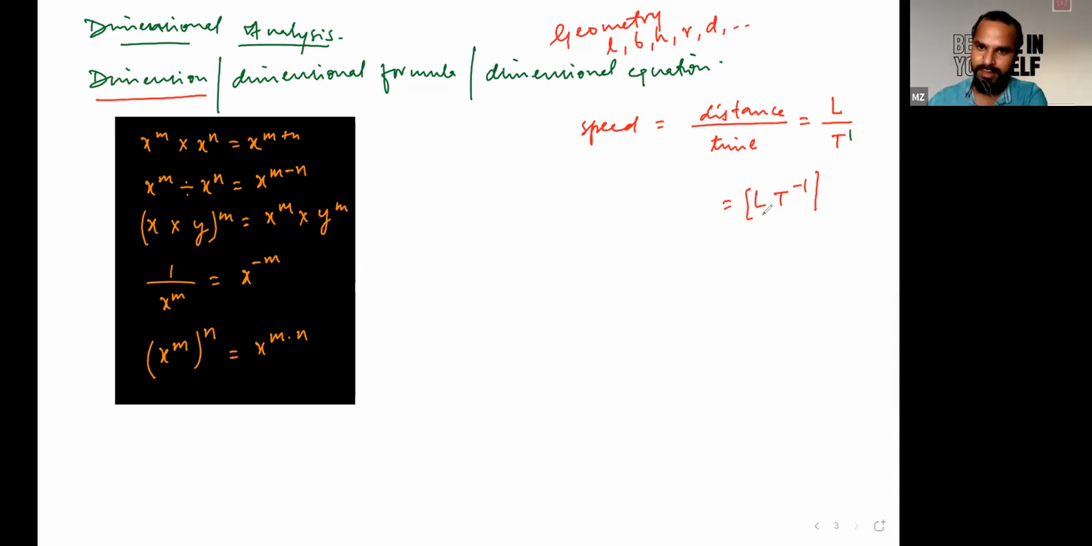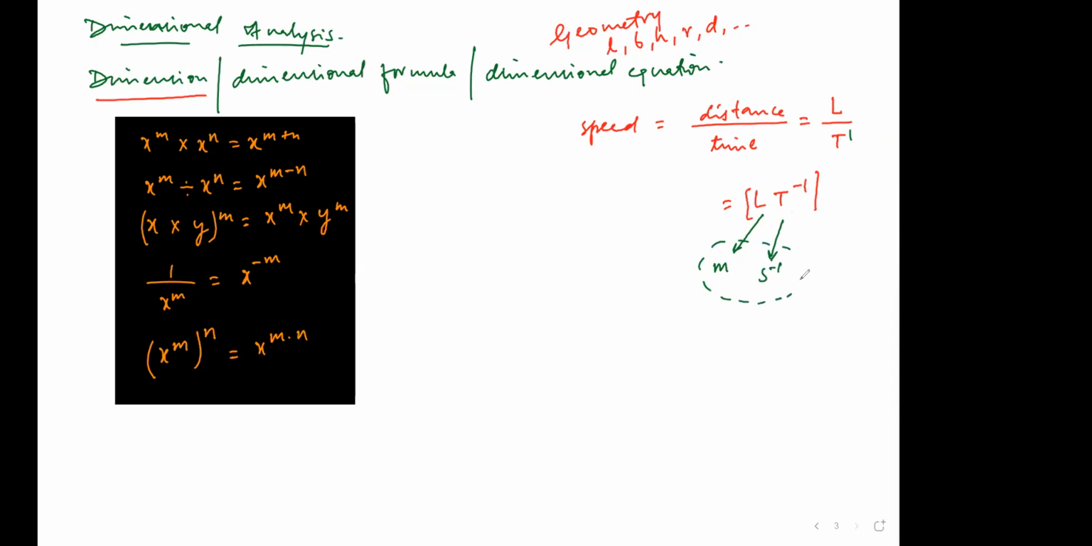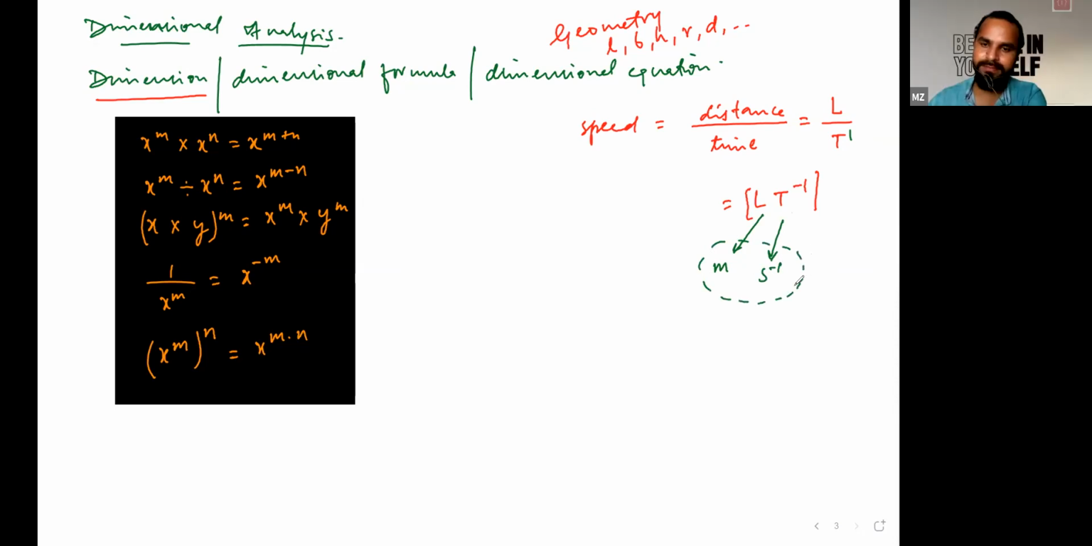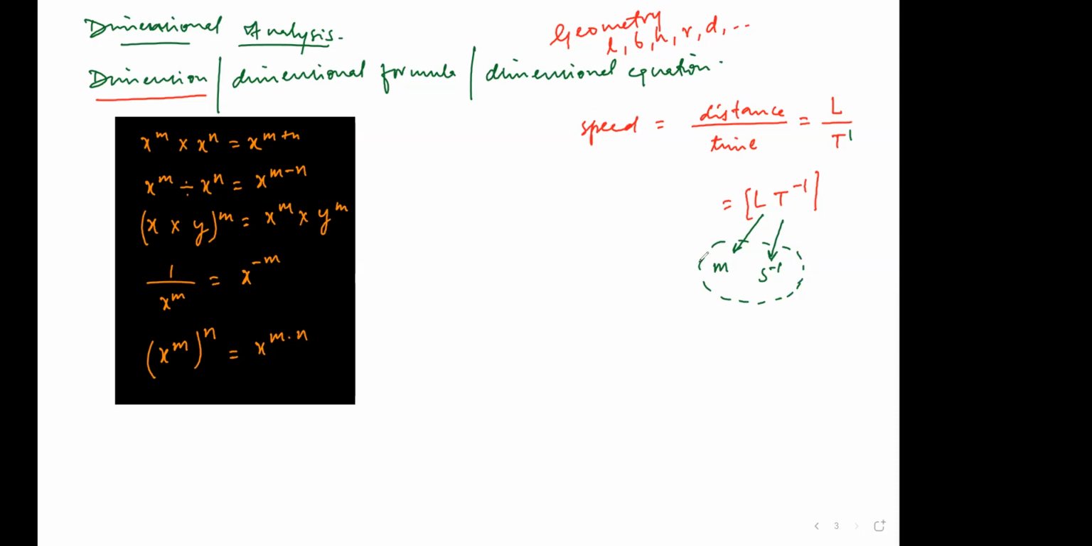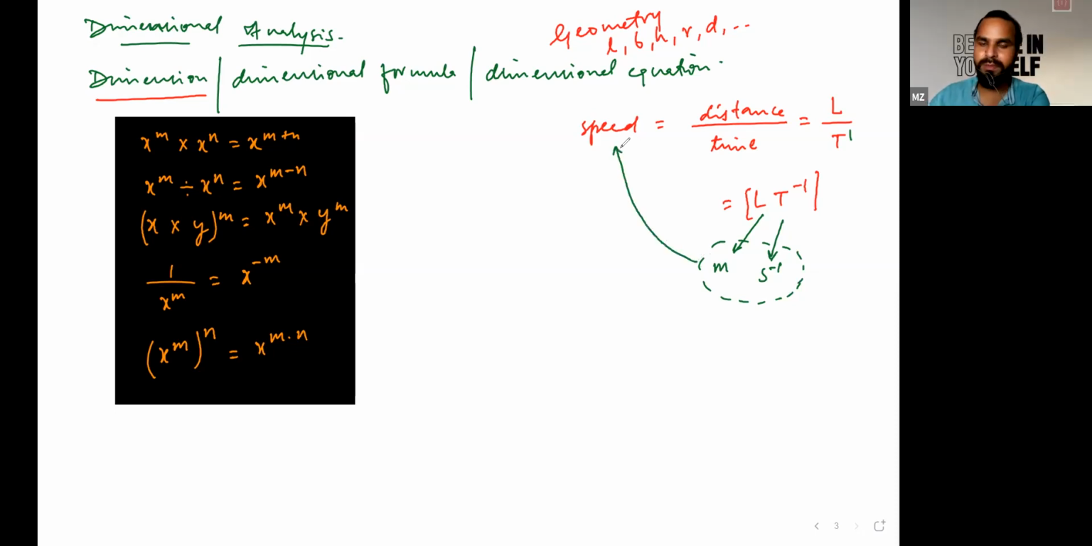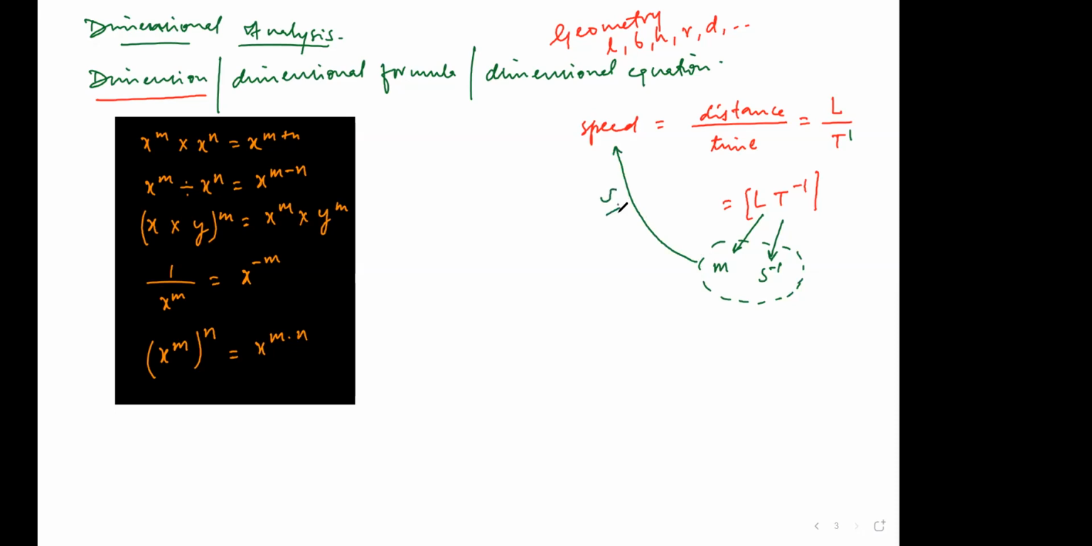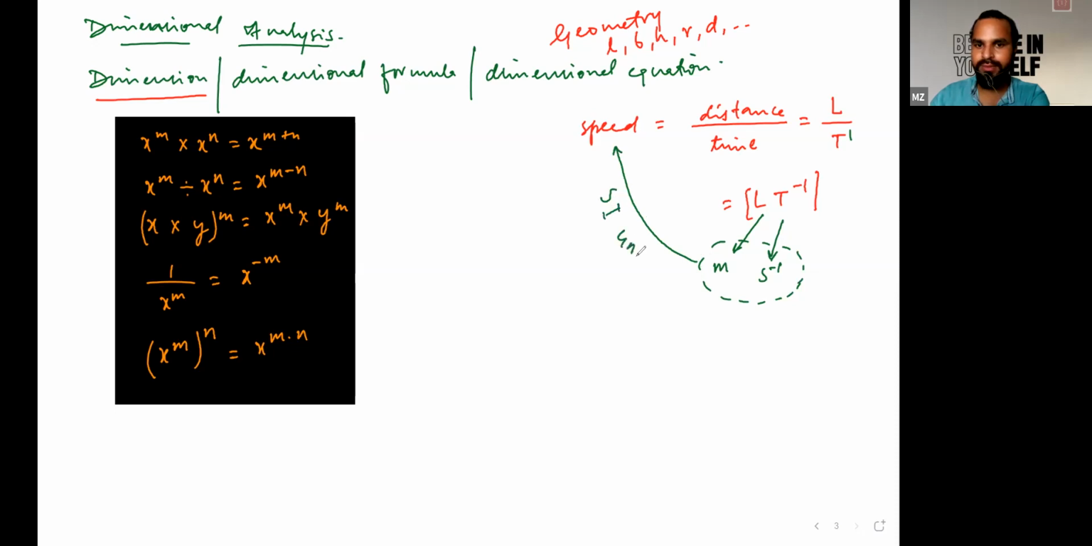Now just see, L can be measured in terms of meter. Similarly, for the measurement of time, it would be per second. So this whole part is meter per second. It defines the SI unit for the measurement of speed. So we can write that this is the SI unit of the given speed.